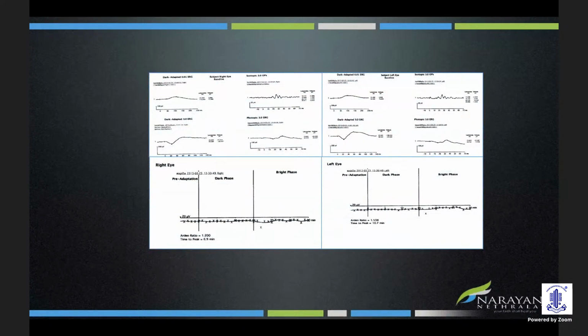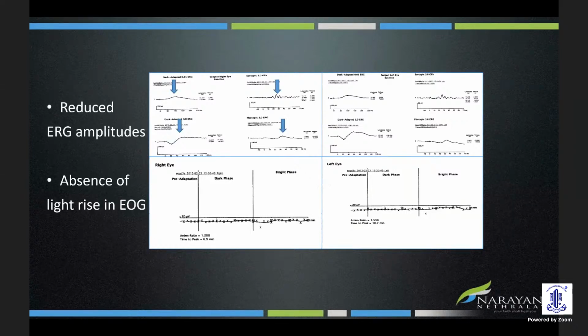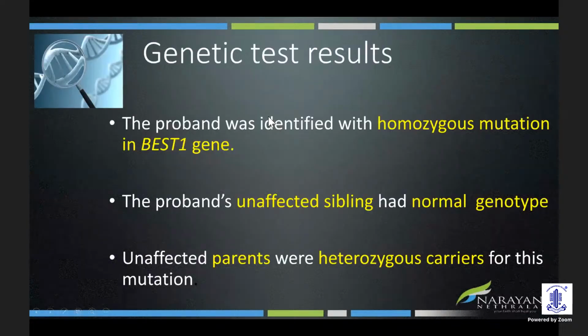Okay, so we did genetic testing in this patient. Before that, we always have to do electrophysiological tests. In the recessive disease, both EOG and ERG will be abnormal. The proband was identified to have a homozygous mutation in BEST1. This is what I was telling. The first patient had a heterozygous mutation because it was a dominant disease. The parents were heterozygous carriers. So this becomes very important.